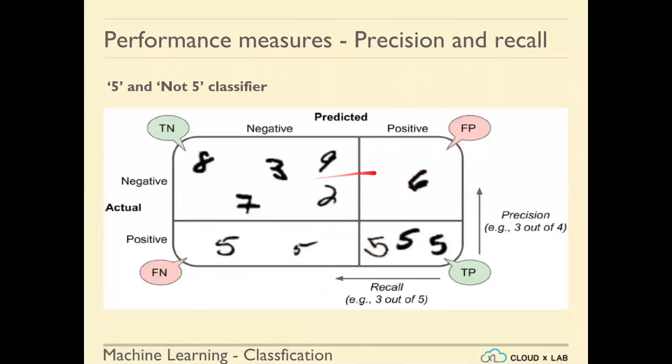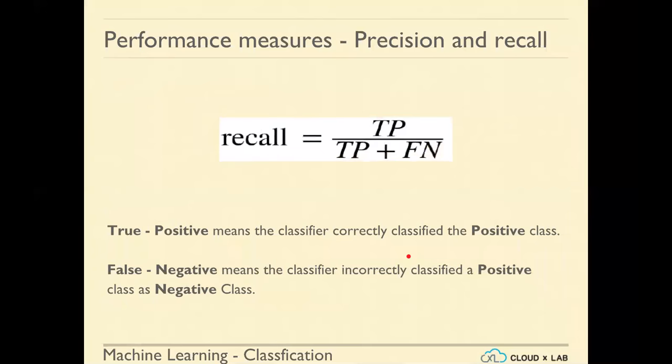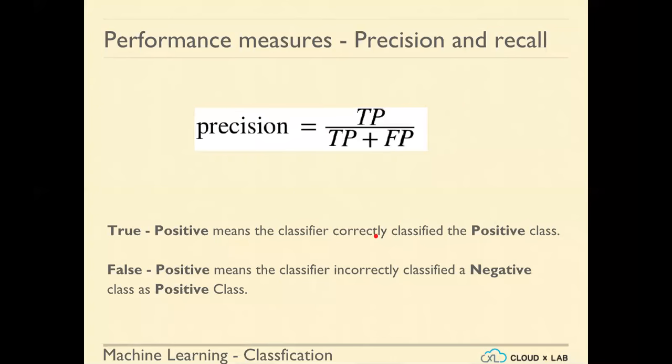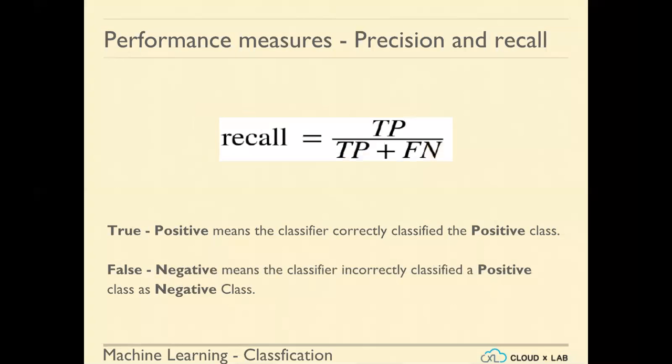So if we start predicting everything as five, out of the total fives, we have predicted these as five. So the recall rate will be 100% actually. If we just tag everything as five, the recall rate will become one. The precision will be almost zero.